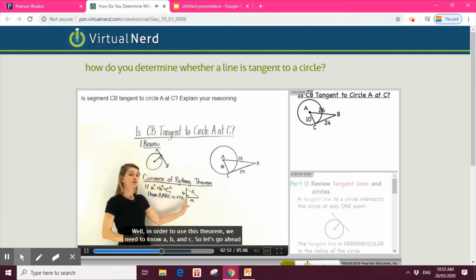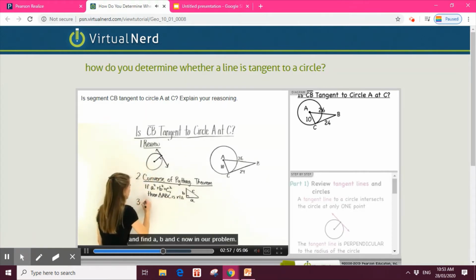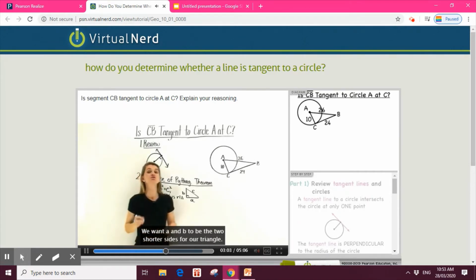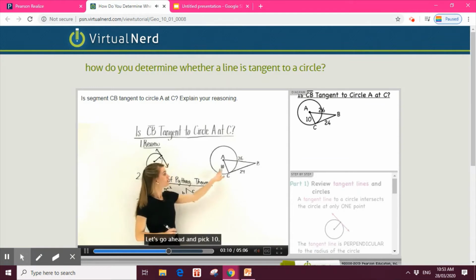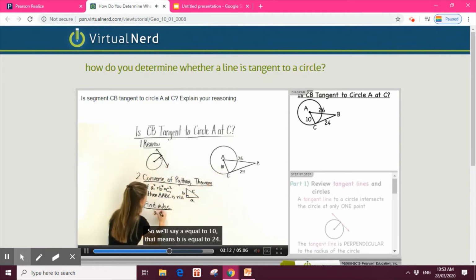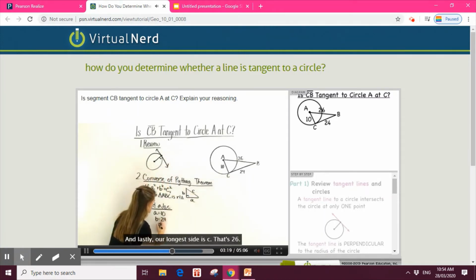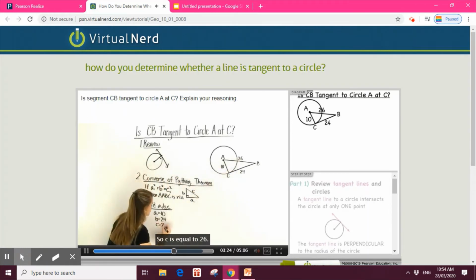Well, in order to use this theorem, we need to know A, B, and C. So let's go ahead and find A, B, and C now. In our problem, we want A and B to be the two shorter sides of our triangle. Well, for A, we could pick 10, or we could pick 24, either one. Let's go ahead and pick 10. So we'll set A equal to 10. That means B is equal to 24. And lastly, our longest side is C. That's 26. So C is equal to 26.